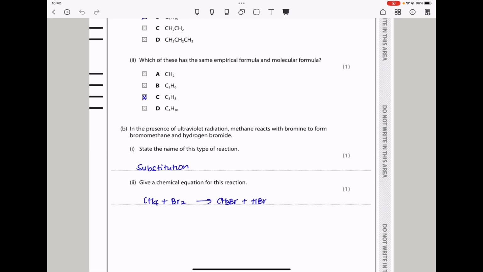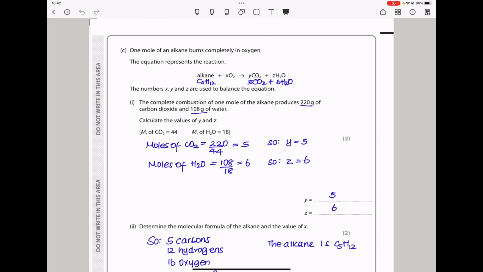In the next question, they say give the equation for this reaction. Of course, methane is going to react with bromine to give us bromomethane as well as hydrogen bromide. Moving on. In part C, 1 mole of an alkane burns completely in oxygen.